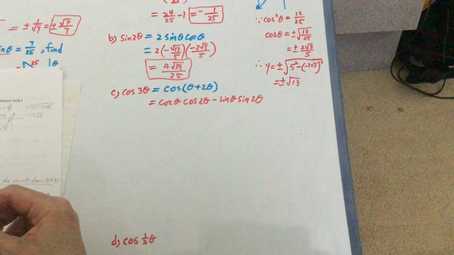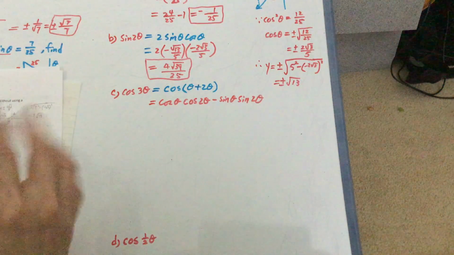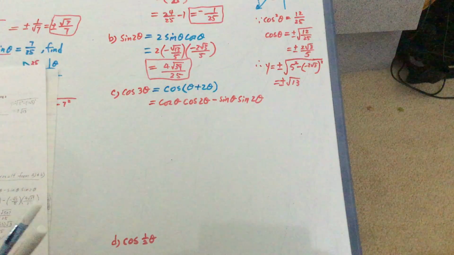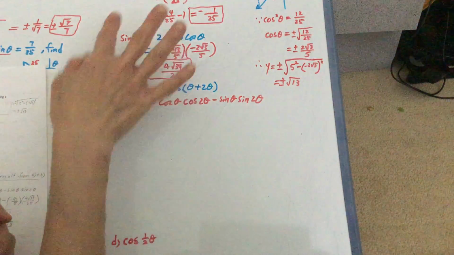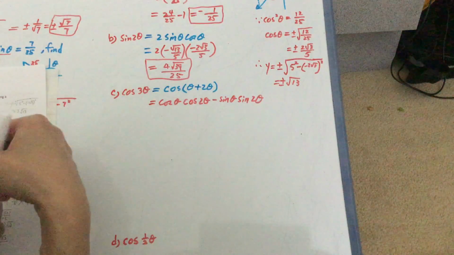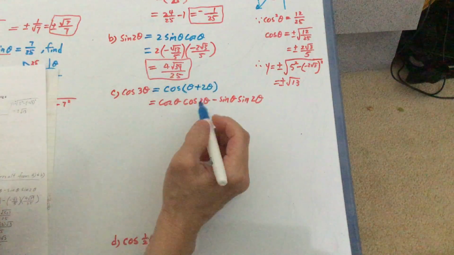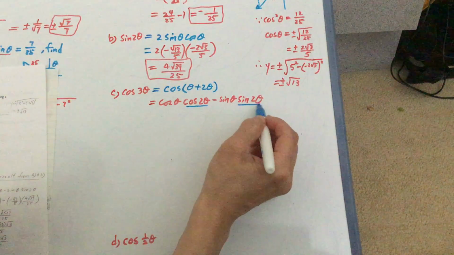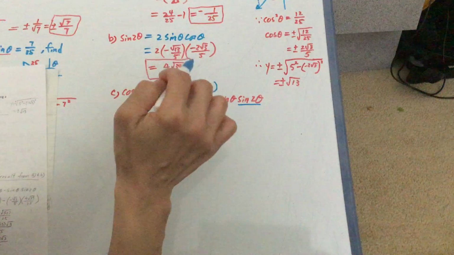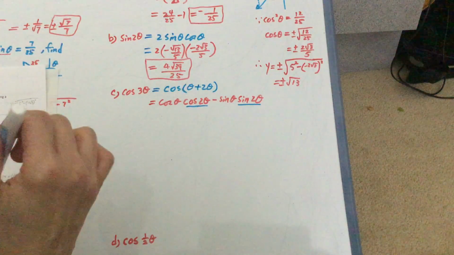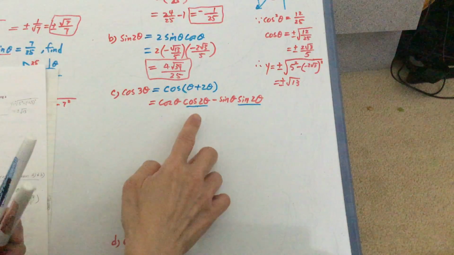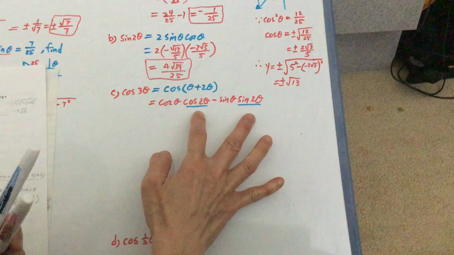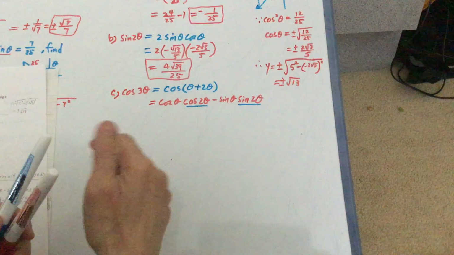For this question you have two different ways of doing it, but let's go with the most efficient way, because based on part A and B above, we already have information on the cos 2 theta and the sine 2 theta. We already have an answer there. So I don't really need to expand this further using the double angles formula because I already have the answer for those.